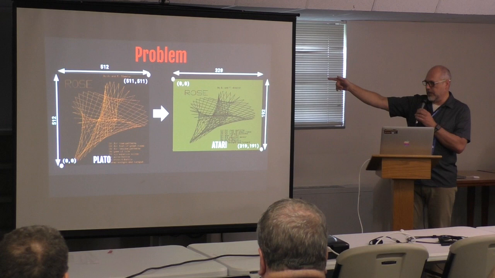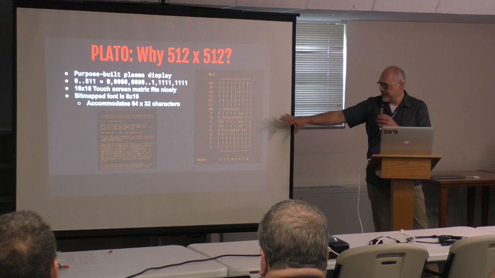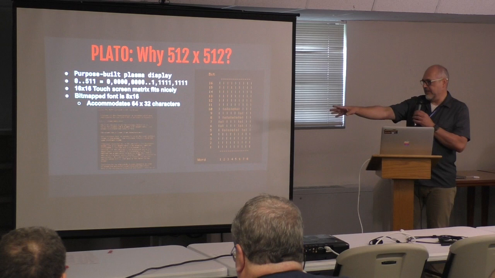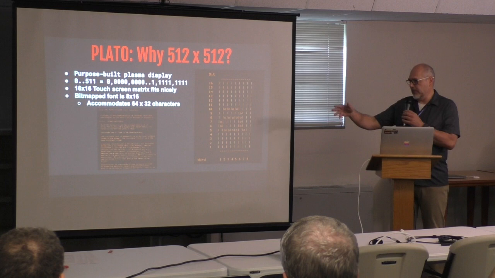So why did PLATO have a 512 by 512 resolution? Part of it was they had a pretty generous character bitmap, 16 by 8, and that gave them 64 by 32 characters. And they were working off of a supercomputer that had 60-bit words, and peripherals had 12-bit words. So 9 bits for the resolutions is just fine.